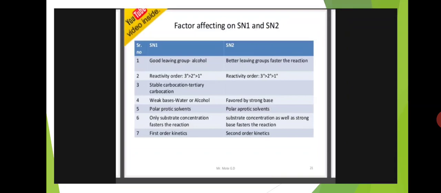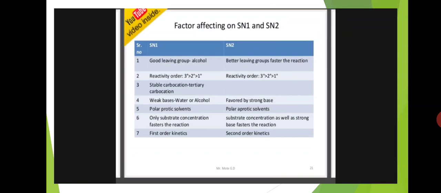In SN1 the second factor is the reactivity order: tertiary is greater than secondary, secondary is greater than primary. In SN2 the order is also tertiary, then secondary, then primary. In SN1 a weak base like water or alcohol is used, while SN2 is favored by a strong base. In SN1 polar protic solvents are useful, and in SN2 polar aprotic solvents affect the reaction.